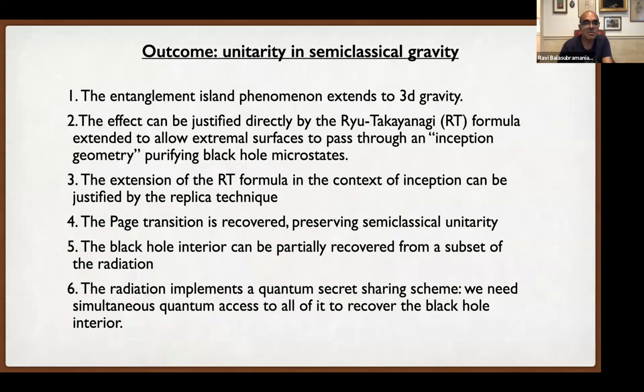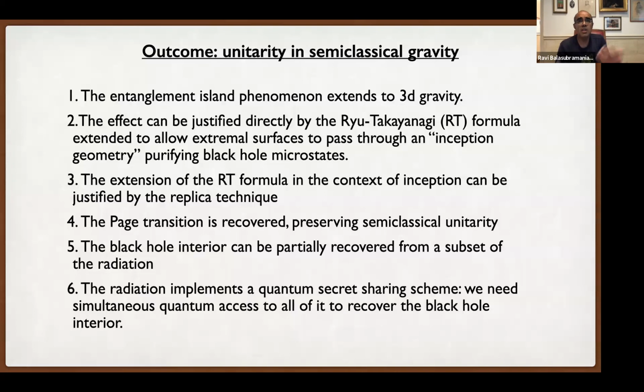So just let me quickly summarize. Basically, we try to use standard holography in 3 dimensions with some novel features, such as this inception for the end of the world brane, to extend the entanglement phenomenon to 3D gravity. We try to justify this using the replica trick. Then, as a fun application, we argue that the radiation implements a kind of quantum secret sharing scheme, so that you need simultaneous access to all of it to recover the black hole interior.